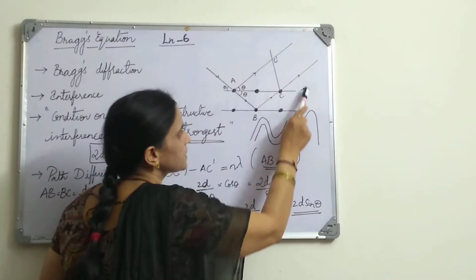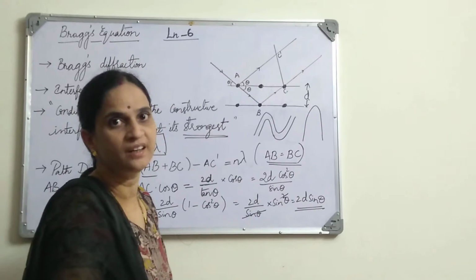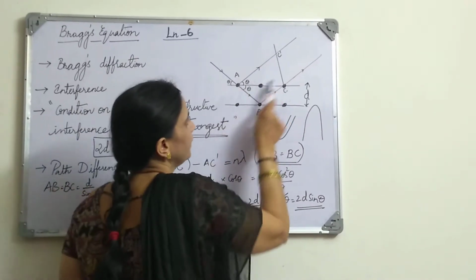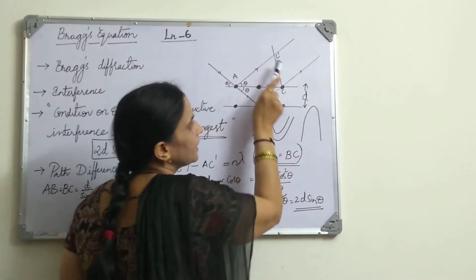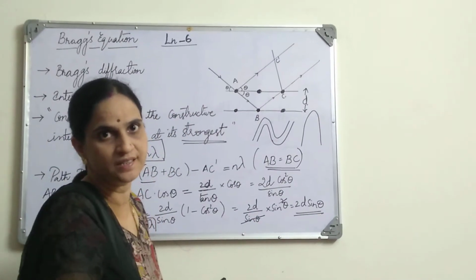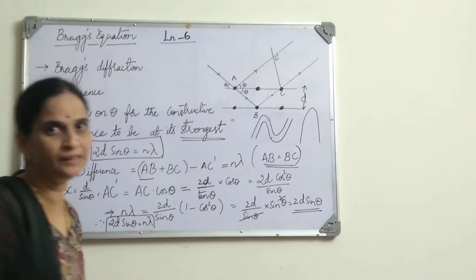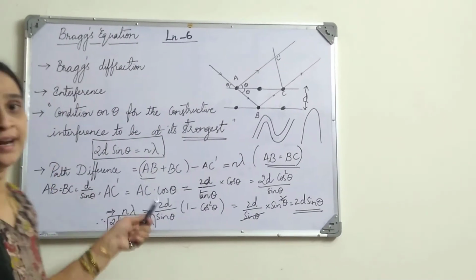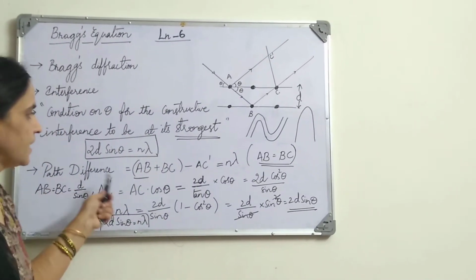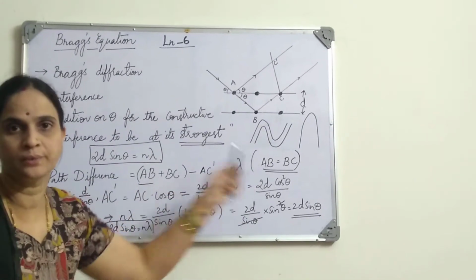Suppose all these atoms are separated by a distance which is the d spacing, and then the difference between two diffracted X-rays is what is denoted as path difference. And according to Bragg's law, Bragg states that path difference is equal to n lambda.